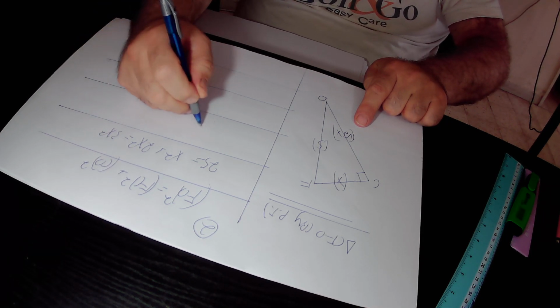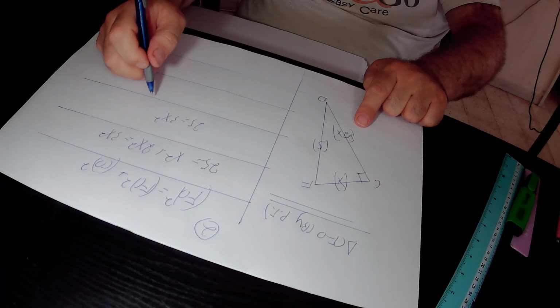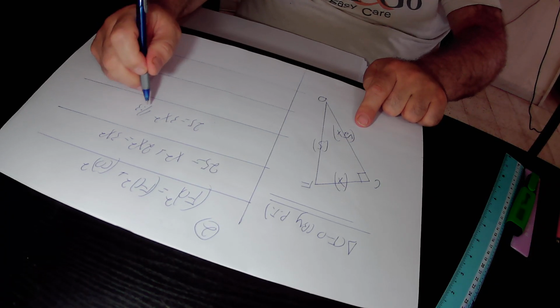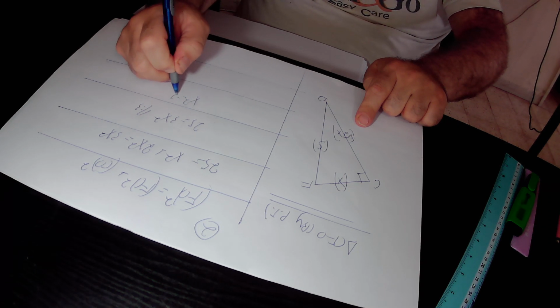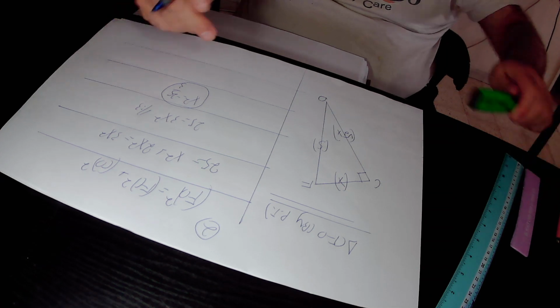So we found that 25 equals 3x squared. Here we divide this equation by 3, and finally we get that x squared equals 25 over 3.